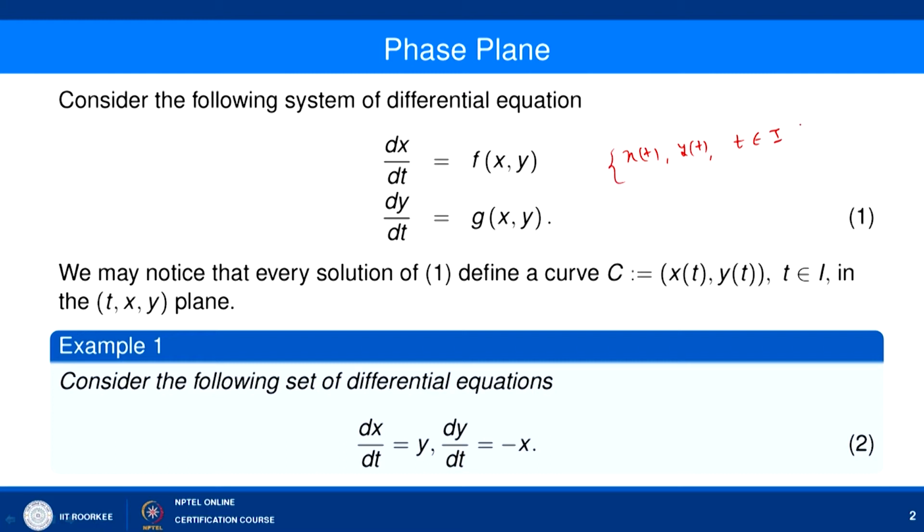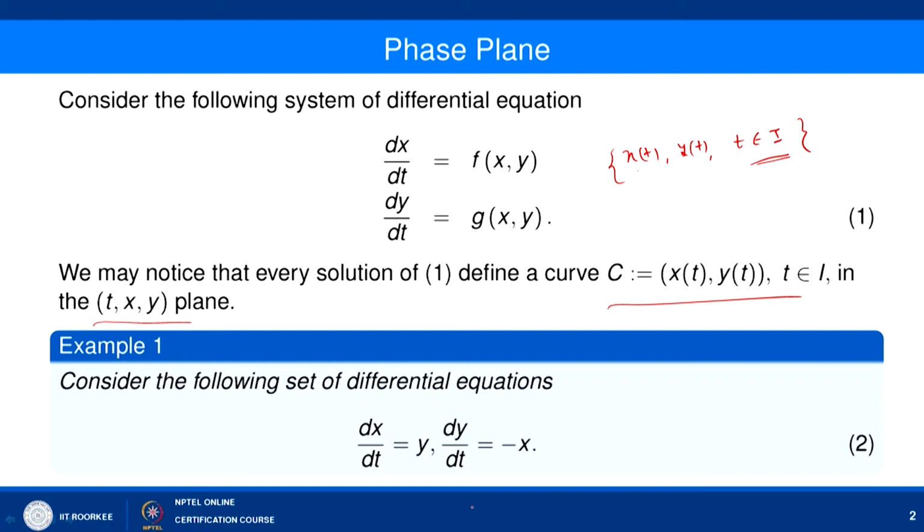Then this x(t) and y(t) trace a curve in 2 dimensions as well as in 3 dimensions. As t runs over the interval I, x(t) and y(t) will trace a curve in the 3 dimensional space (t, x, y). So let us take an example and try to understand this.